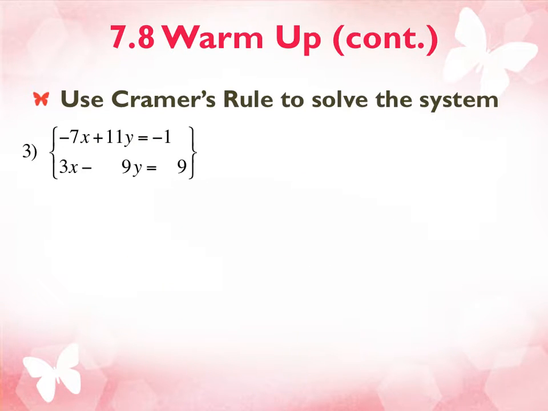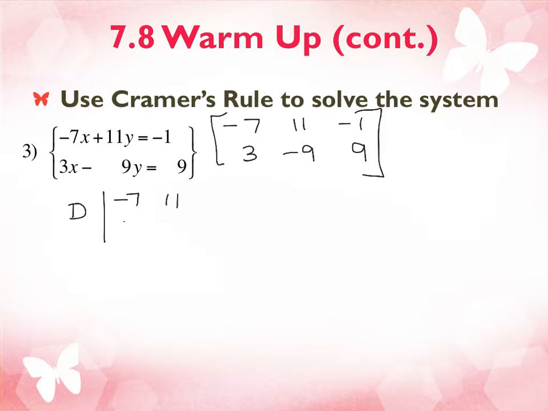All right, so then Cramer's rule, and you'll get the same thing on the test, 2 parts, one with the x and the y, where it's only a 2 variable, and then one with all 3. So for these, I'm going to rewrite the matrix negative 7, 11, negative 1, 3, negative 9, 9. And then I have to find d sub x, d sub y. So d is the x's and the y's. Negative 7, 11, 3, negative 9. That's 63 minus 33, which is 30.